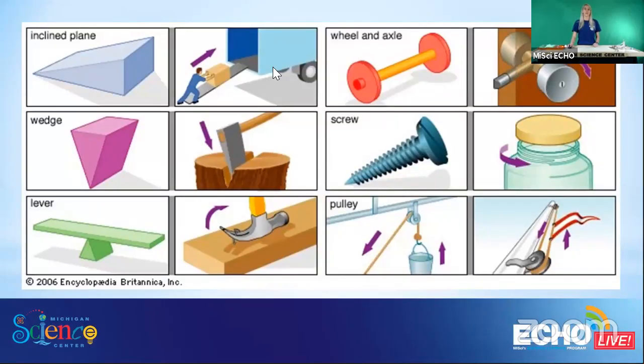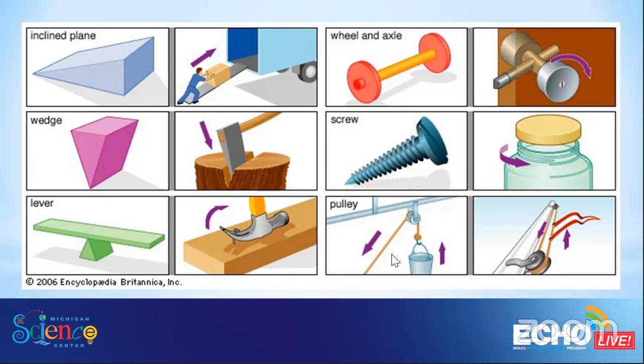Think about it. I'll put up our diagram of our simple machines one more time here. Think about it. What type of simple machine is our pinwheel? Think about our options here. We said there are three main types of simple machines. Is it an inclined plane? Is it a wedge? Is it a lever? Is it a wheel and axle? Is it a screw? Or is it a pulley?